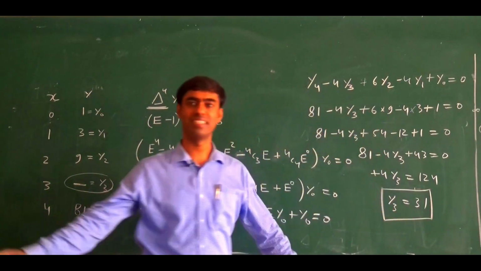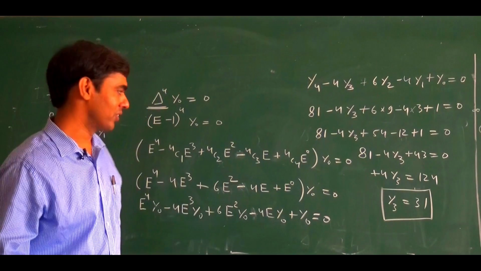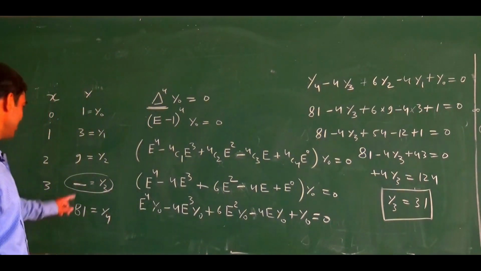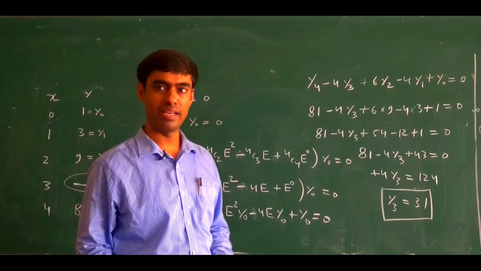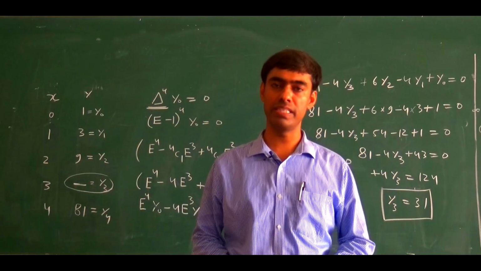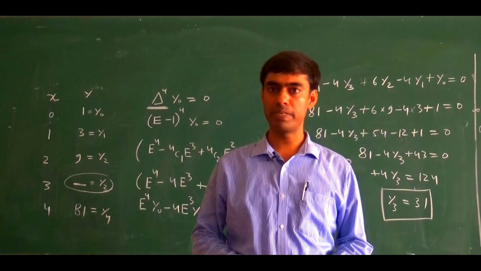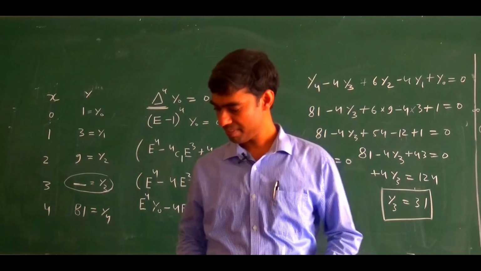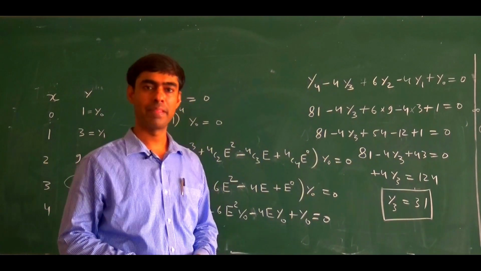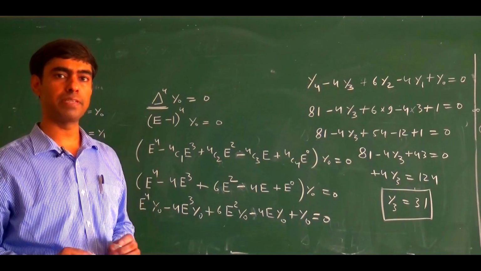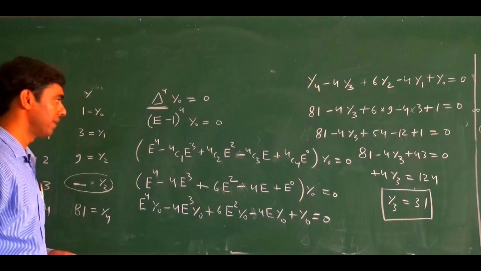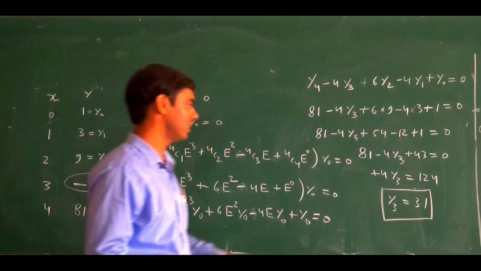This was the missing term. So what is the value of y3? y3 is 31. We found this with the help of the shift difference operator. Also, we can find this missing value with the help of a difference table. Here y3 equals 31.